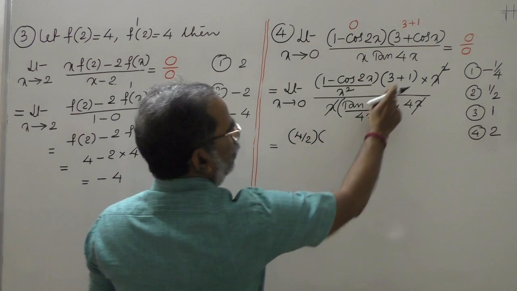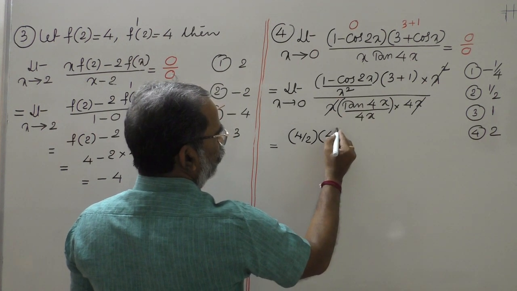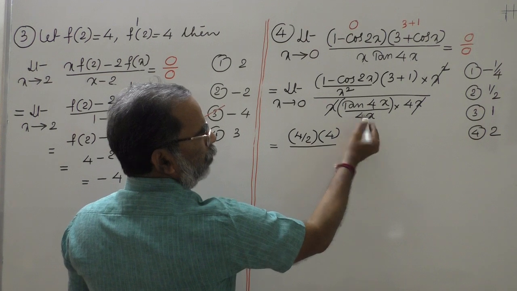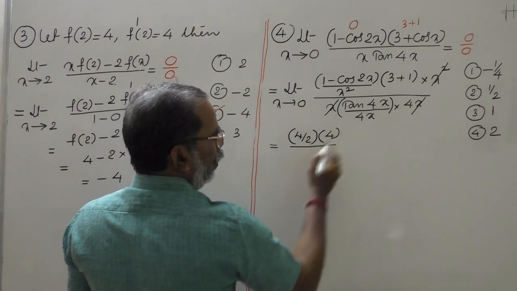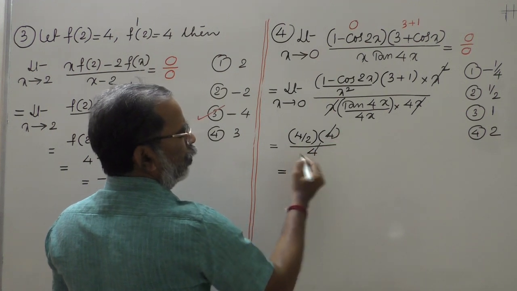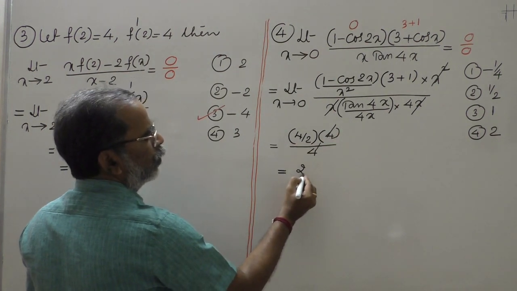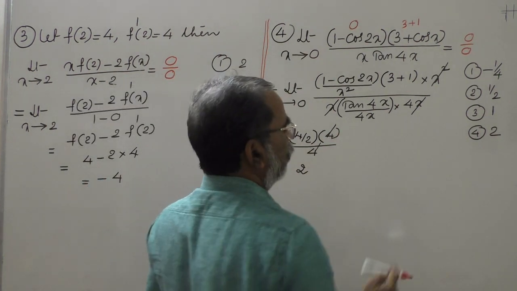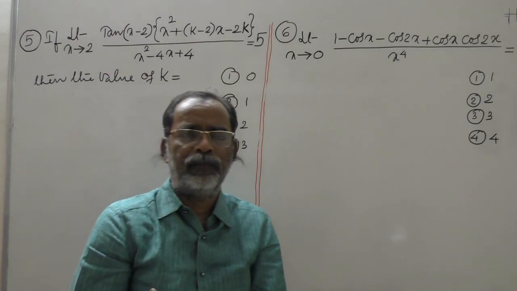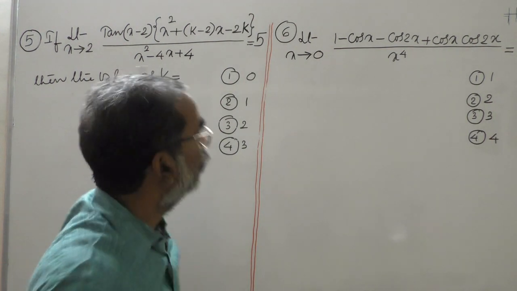And here it is 3 plus 1, 4. In the denominator, tan x by x type, it is 1. 1 into 4 is 4. So you cut 4 and 4, 4 by 2. What is 4 by 2? 2. Therefore the answer is 2. Yes. Next, question number 5.